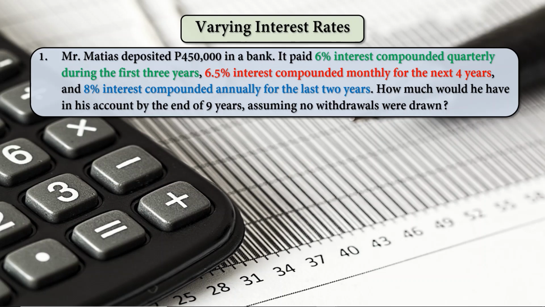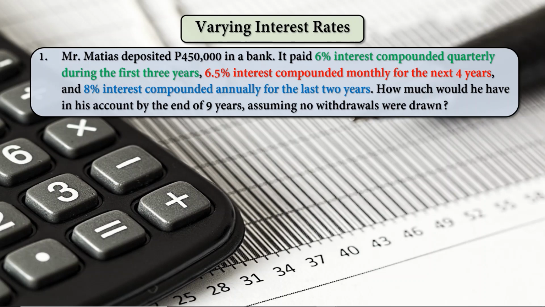Okay, so for example, Mr. Matias deposited 450,000 in a bank. It paid 6% interest compounded quarterly during the first 3 years. Ito yung first set natin. First J, yung M natin is 4 quarterly, then yung T natin is 3 years. 6.5% interest compounded monthly for the next 4 years. Ito yung pangalawang situation natin. Yung pangatlo, 8% interest compounded annually for the last 2 years. How much would he have in his account by the end of 9 years, assuming no withdrawals were drawn?